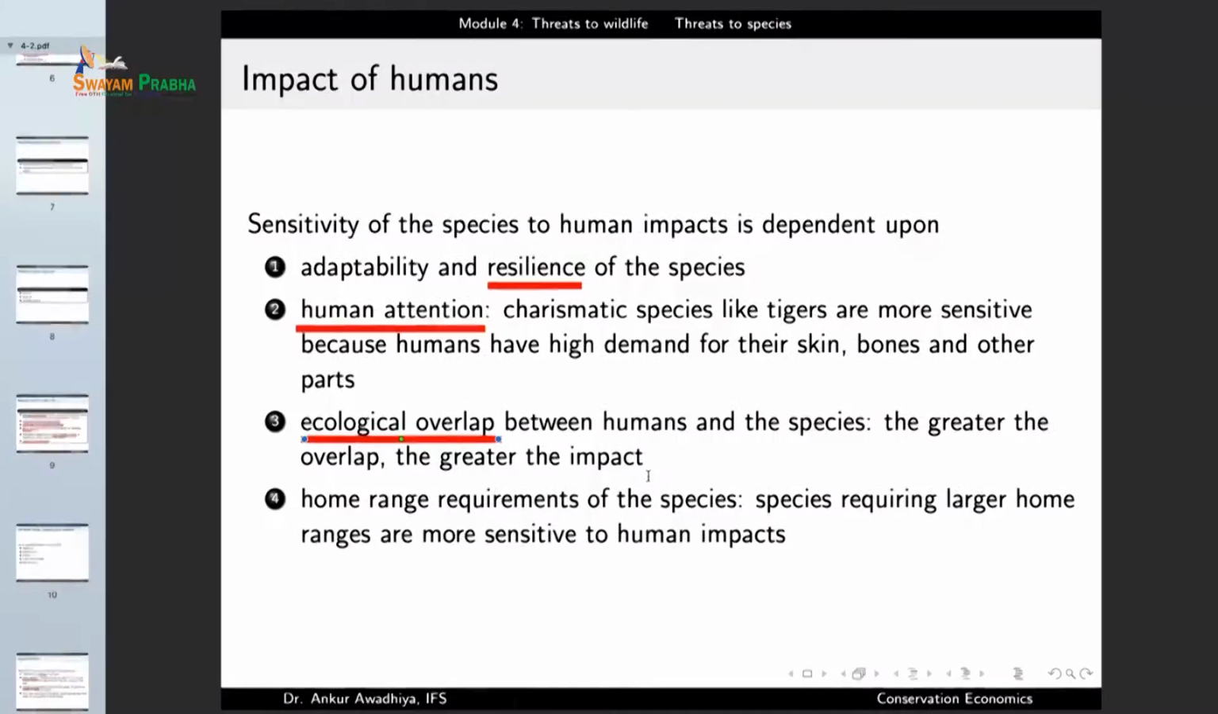Whereas in the case of grasslands, humans find so many uses, because it is flat land, it has soil, and the land is also rich in nutrients. So it is very easy to convert these grasslands into agricultural crops. So the impact of humans, because of this ecological overlap, on the species that live in the grasslands will be very high.